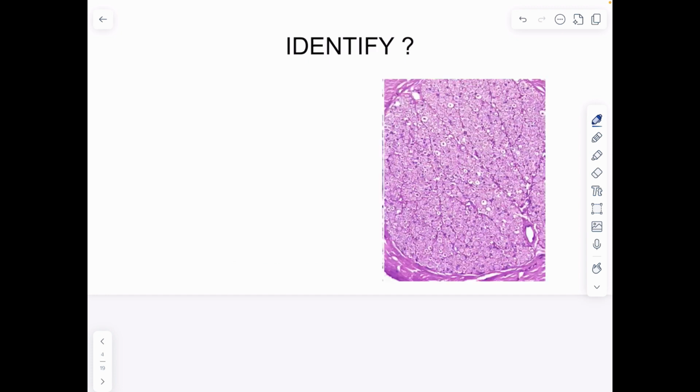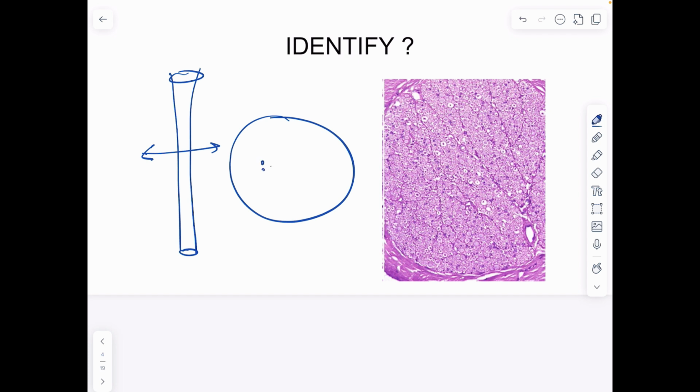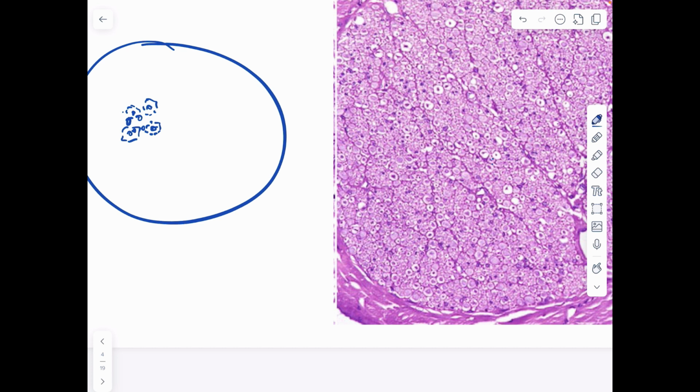Now all of you are aware of the fact that this nerve is actually not a single axon. When it is cross-sectioned, then there are multiple axons which are clumped together, and each axon has its own fibrous covering. So if you identify it in this slide, here we have the axon which has its fibrous covering, and this fibrous covering is known by the name of endoneurium.